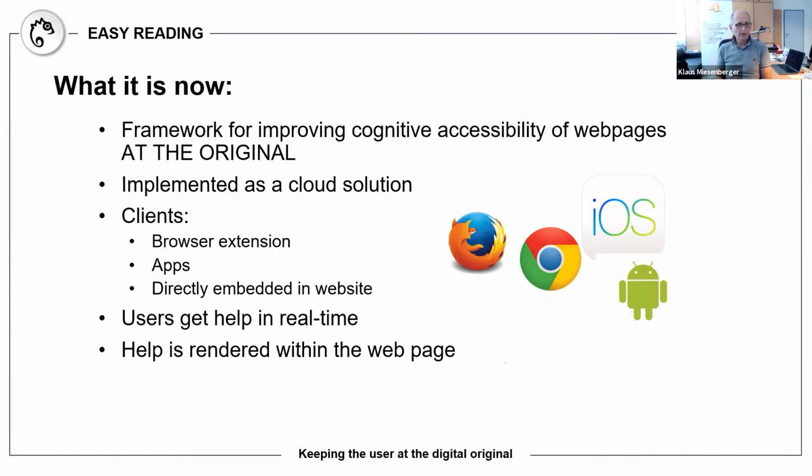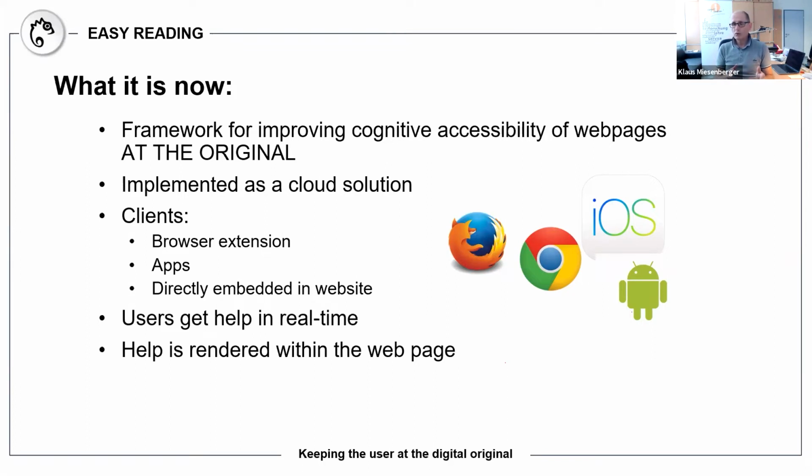Apps on mobile devices are available, or you can bring it directly into the web page. This is exactly what Peter later on will demonstrate to you, how this works. The users get help in real time. So when they are reading content, at all times with a very easy interaction, they can call up the services and they get the help they need, which they predefined themselves, the services, the functionalities they might need, and the help is rendered within the web page.